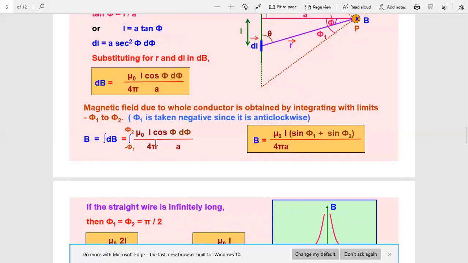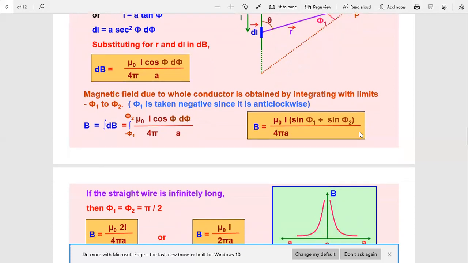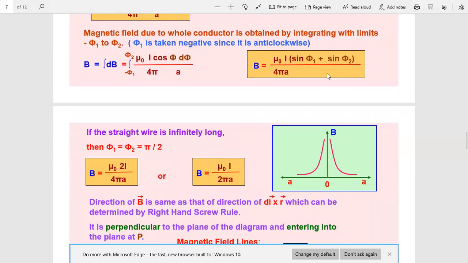So here, taking the constant terms outside the integral, mu naught I upon 4 pi A is taken outside the integral. Only the quantity to be integrated is cos phi d phi. Integration of cos phi equal to sin phi, so sin phi 2 minus sin phi 1, and here you get the result. This is a general expression for magnetic field due to a straight current carrying conductor. Here the length is not asked to be infinite or finite, so this is a general expression. It can be used for both finite and infinite.